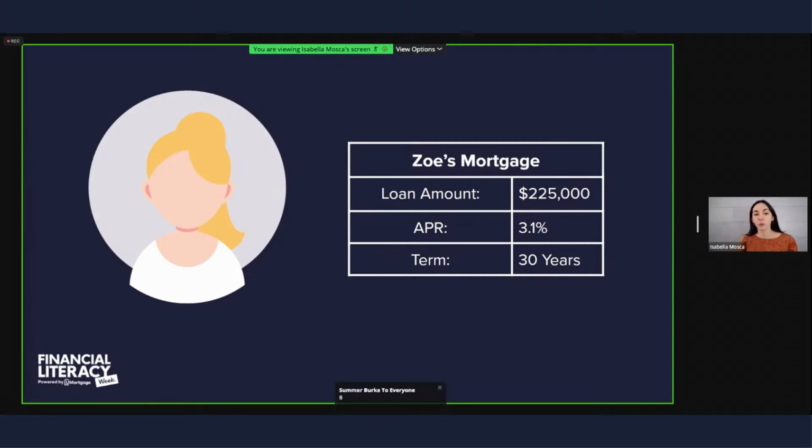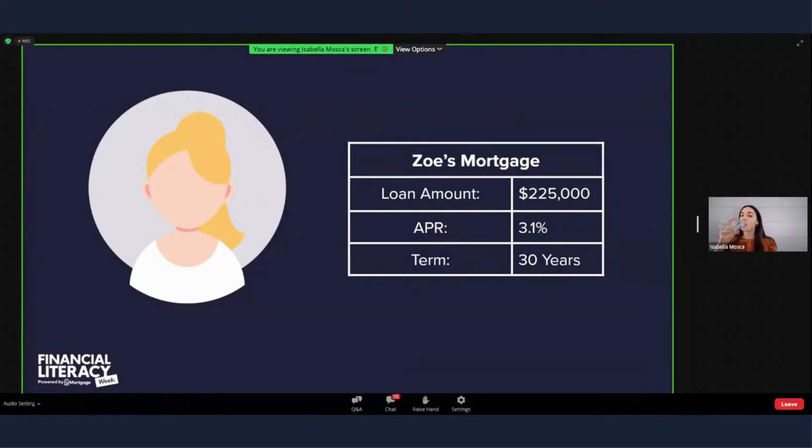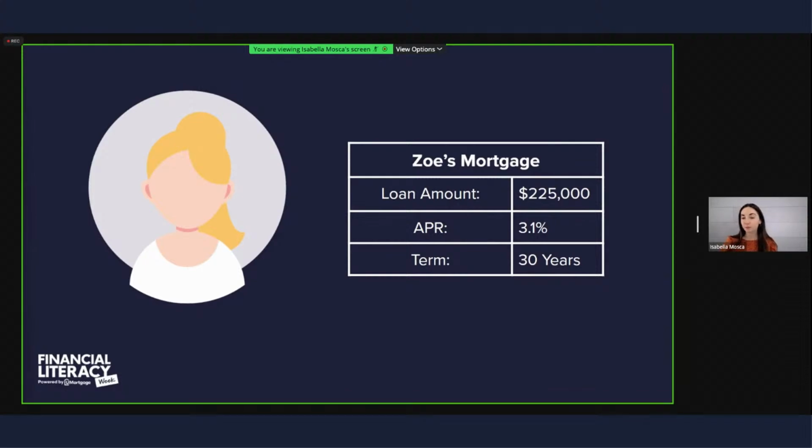And for the year, what is the actual calendar year? Gonna give everyone a little bit longer, see if anyone has any guesses.